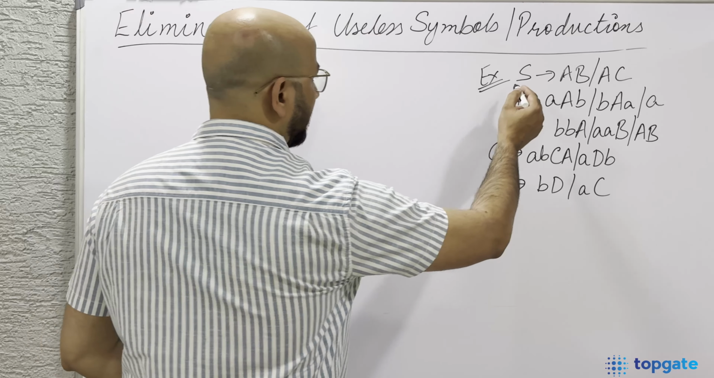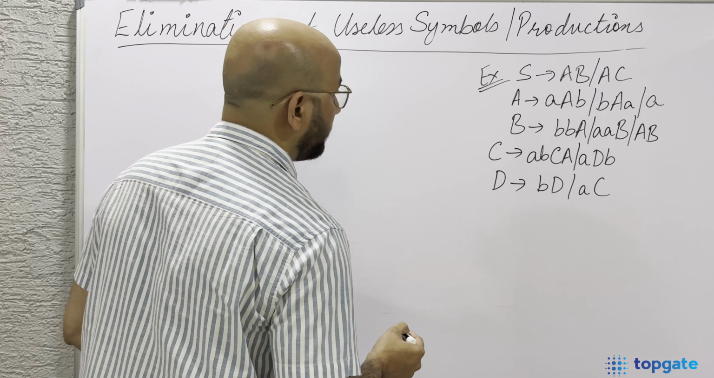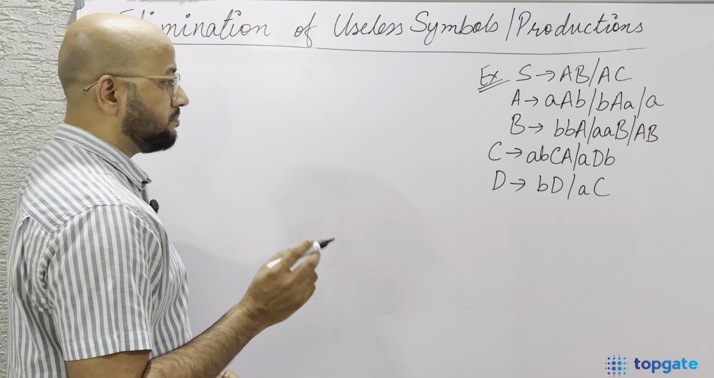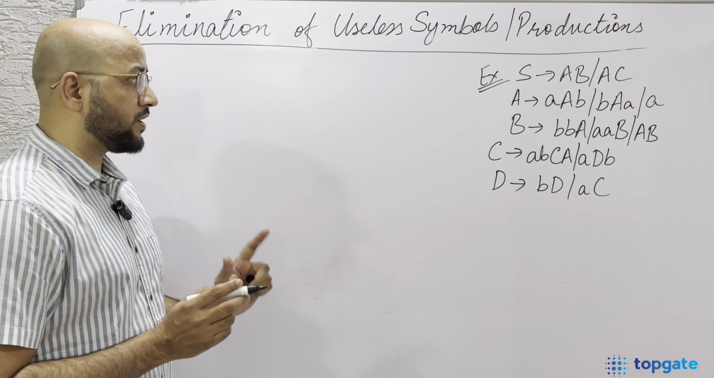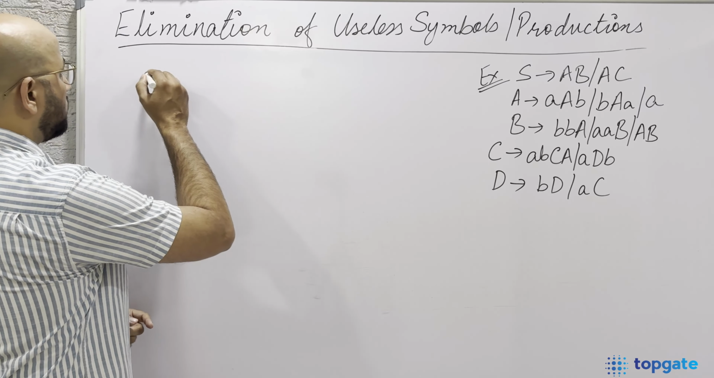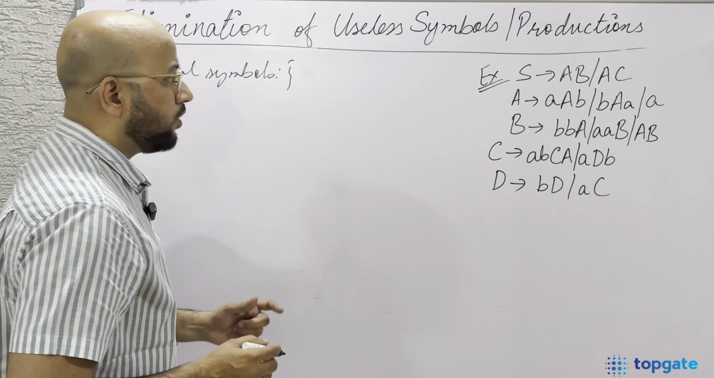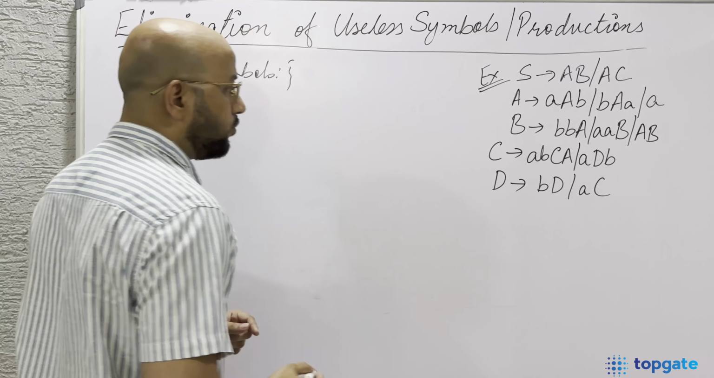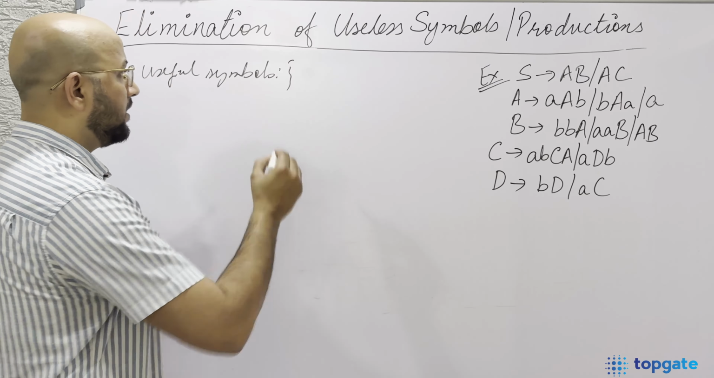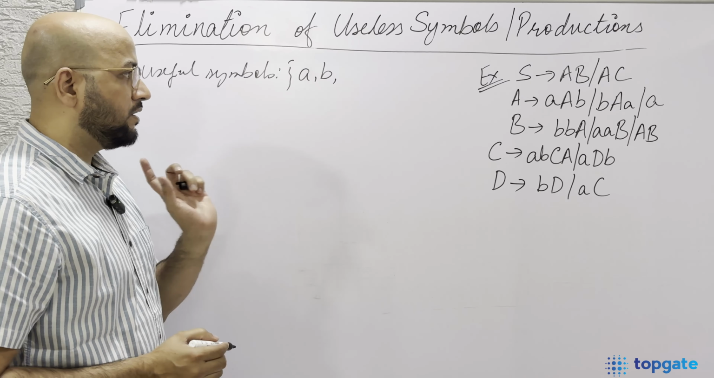So you can see that we have 1 2 3 4 5 variables, and in that one we have to identify all the useless symbols and production rules. So before finding out the useless symbols, I'll first try to find out the useful symbols. So the useful symbols are, first of all, the small letters or the terminals will become my useful symbols. So we have only two small letters, a and b. So a and b will become my useful symbols for the moment.